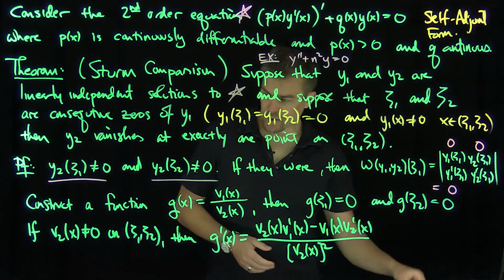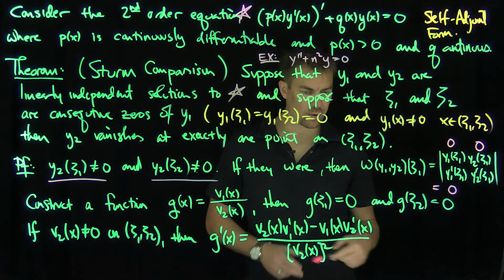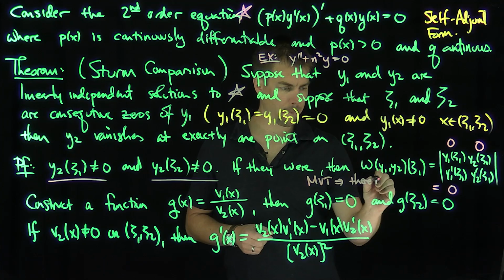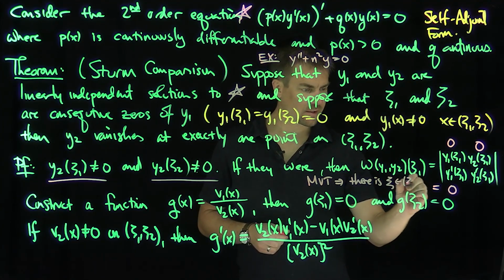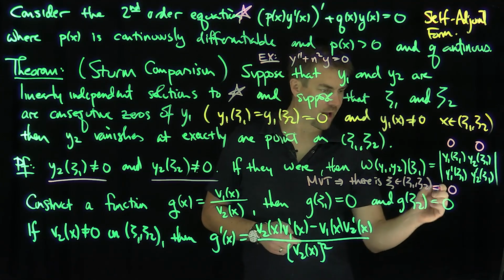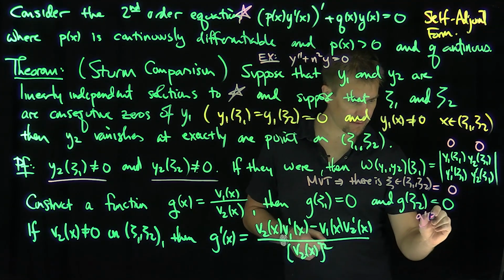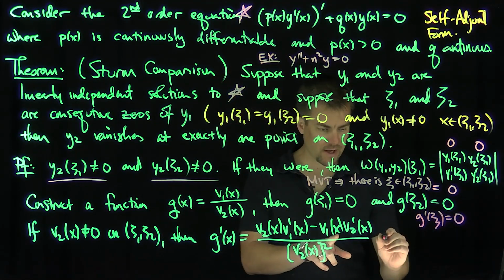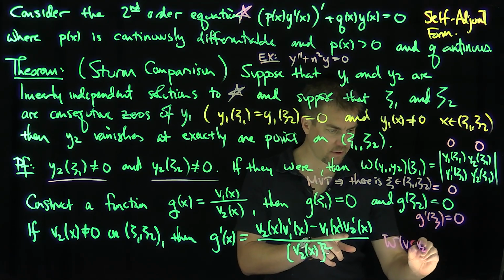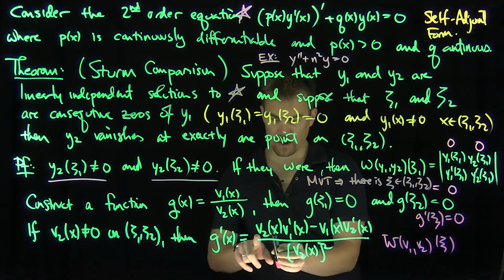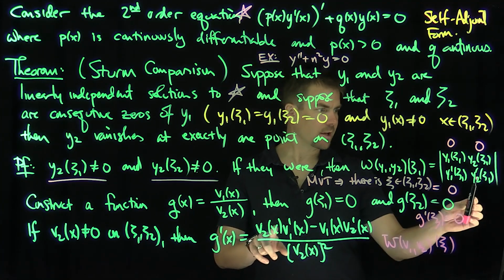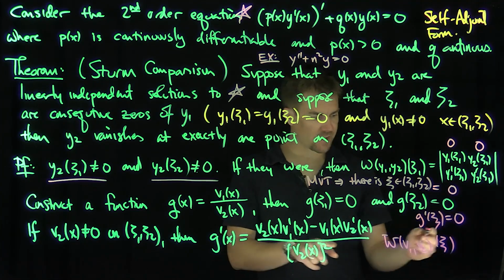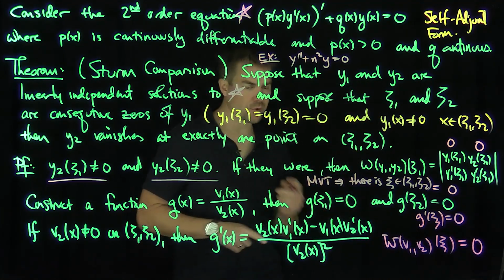The idea is that since g of zeta 1 is 0 and g of zeta 2 is 0, the mean value theorem implies that there exists xc in zeta 1, zeta 2, such that g prime of xc is equal to 0. Well, if g prime of xc is equal to 0, what does that say? The numerator of g prime is, up to the sign, the negative of the Wronskian of v1 and v2. So the negative of the Wronskian is equal to 0, and the Wronskian of v1 and v2 at the point xc is equal to 0.